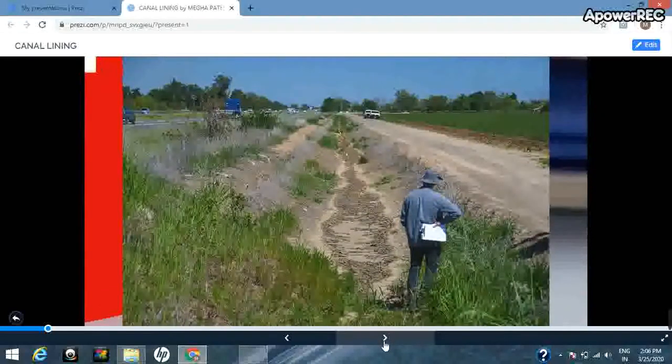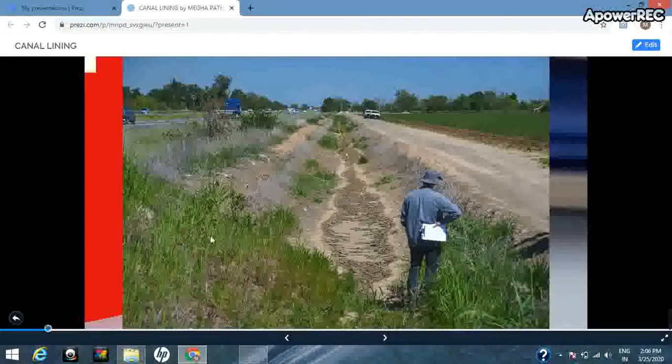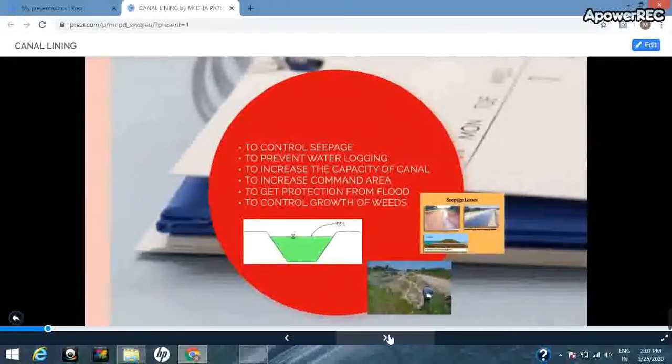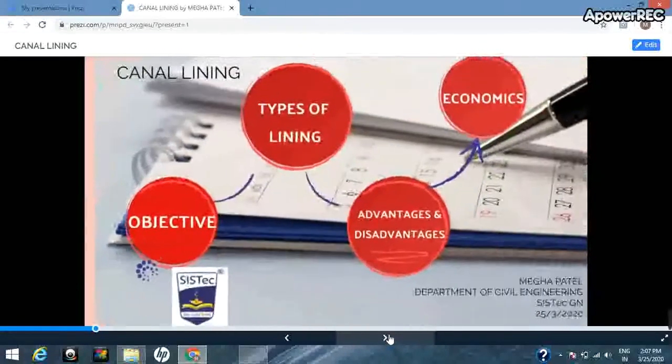As you can see in this diagram, this is a case of an unlined canal, and due to the non-lining of the canal, these types of weeds have been produced. If the flow of water is obstructed, the velocity would get reduced, and the discharge would get reduced. For example, if you require 10 meter cube per second of discharge at one side, then due to the growth of weeds, the velocity would reduce and the discharge would also be reduced. Okay, so these are the objectives of providing canal lining.